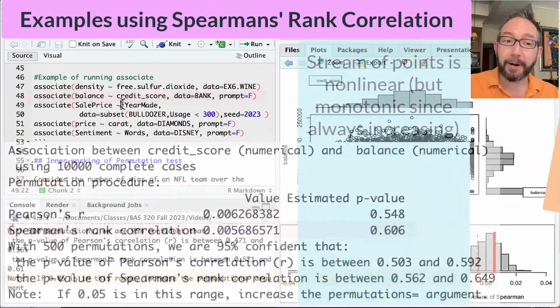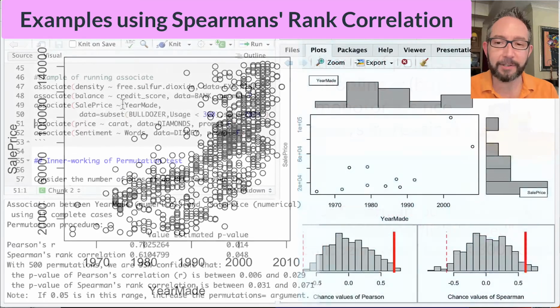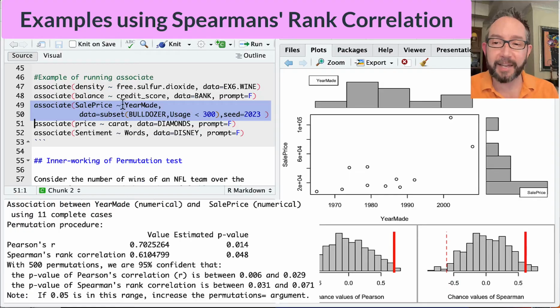What about the sale price of a bulldozer and the year it was made? Well, let's actually go for brand new bulldozers here. So bulldozers with usages fewer than 300 hours here. If we just restrict ourselves to bulldozers with that little usage, we find there's only a couple bulldozers in our data set. But what we find is that the relationship from before was a bit curved. So we know that we want to be using Spearman's rank correlation here with a nonlinear relationship.